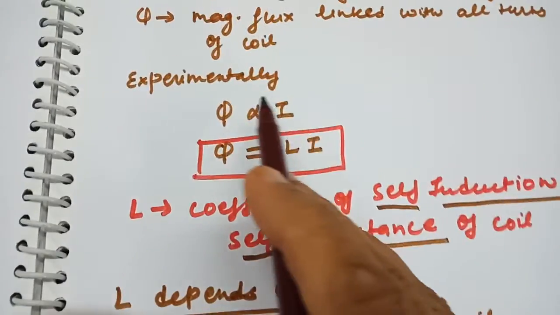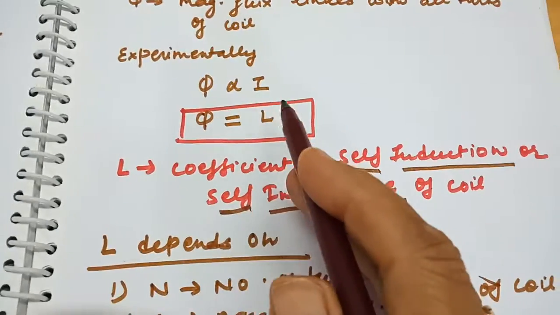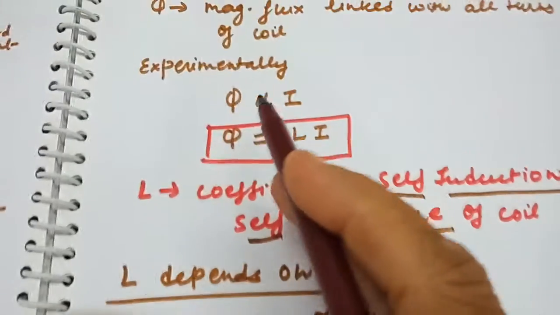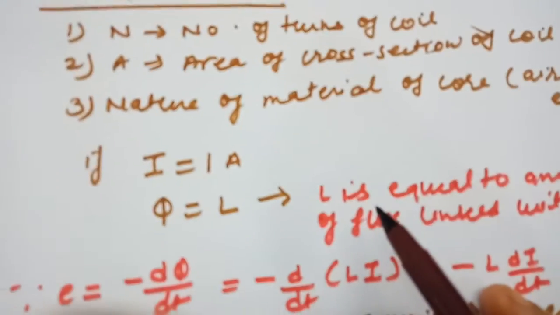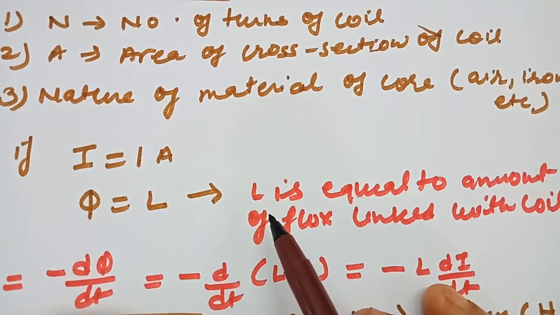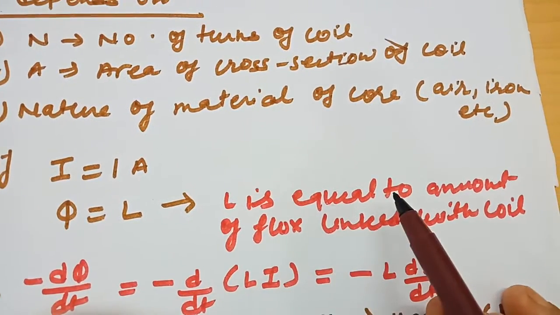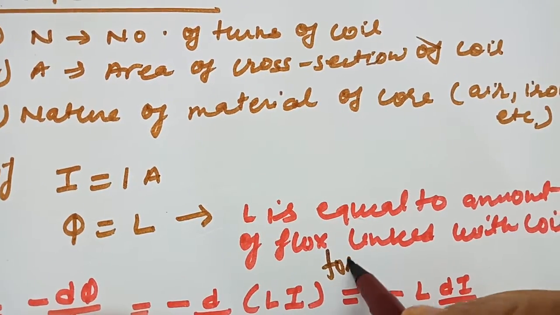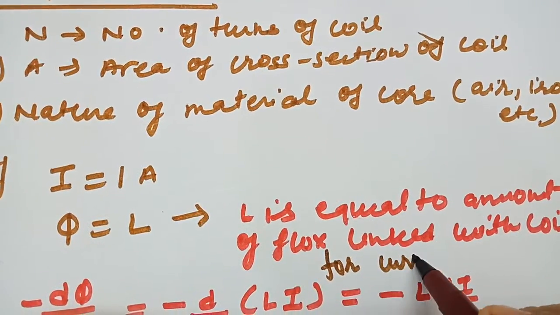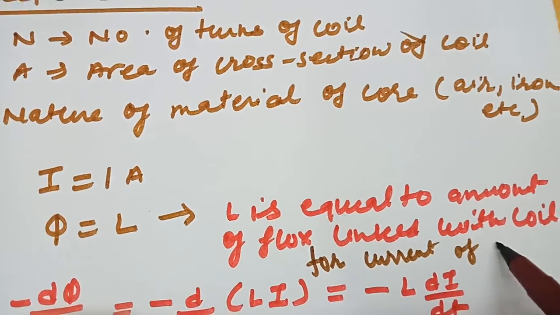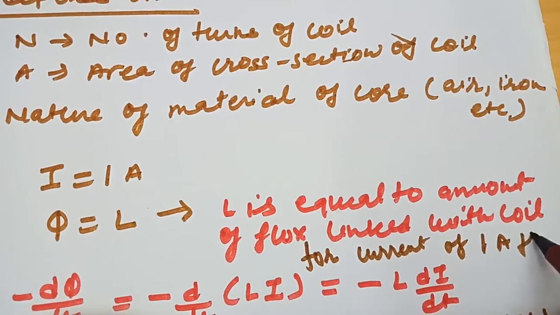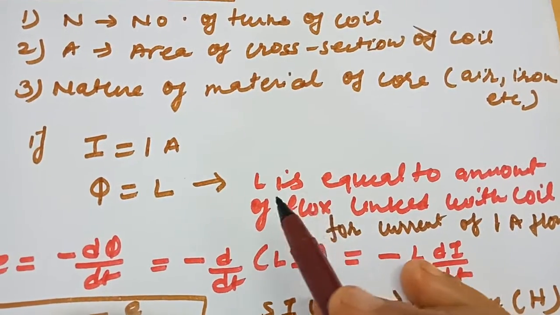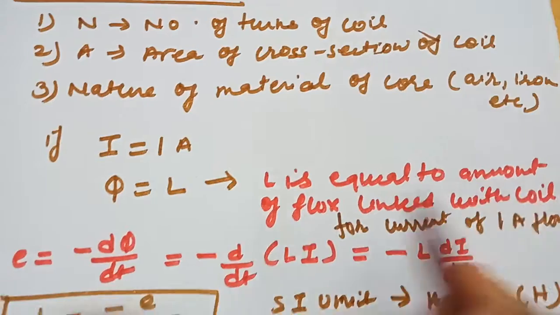Now suppose that I is equal to 1 ampere. Then phi will be equal to L, and we can say that L is equal to the amount of flux linked with the coil when a current of 1 ampere flows. So when the current of 1 ampere flows in a coil, then L is numerically equal to the flux linked with the coil.